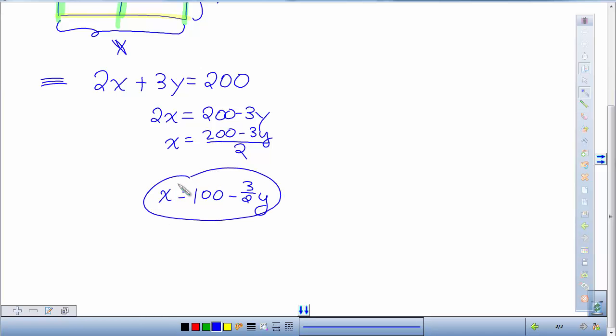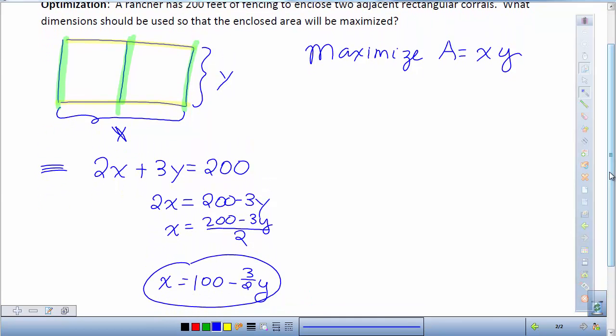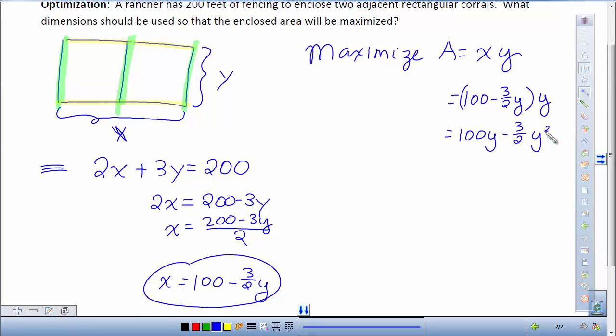So I'm going to take this expression for x and substitute it into my optimization function, the function that I'm trying to maximize. So now I can say that area is equal to (100 minus 3/2 y) times y, or 100y minus 3/2 y squared. And we want to maximize this area.